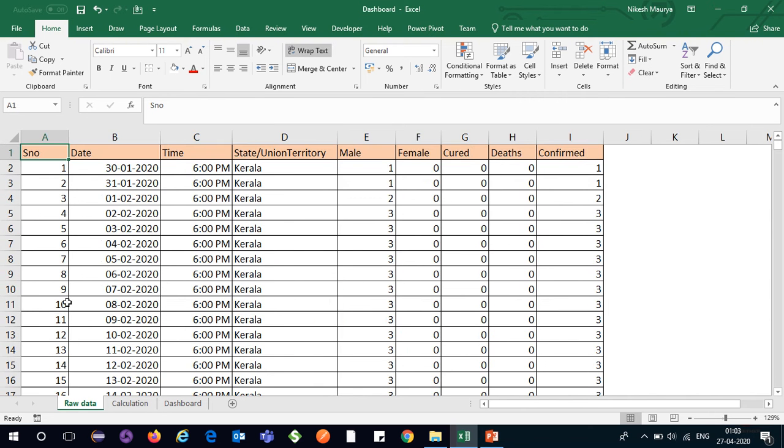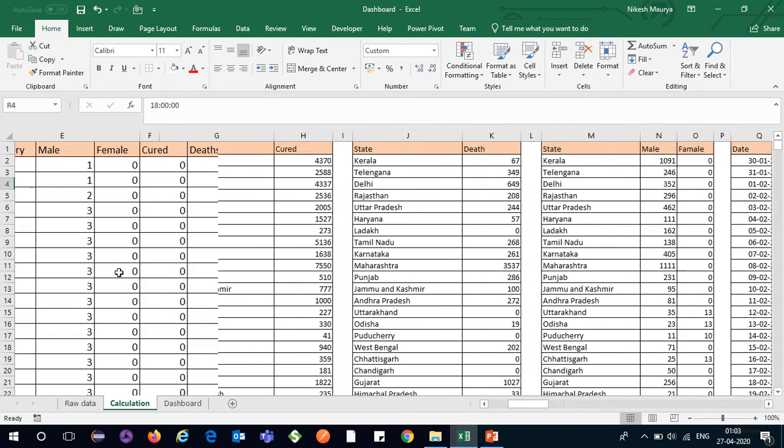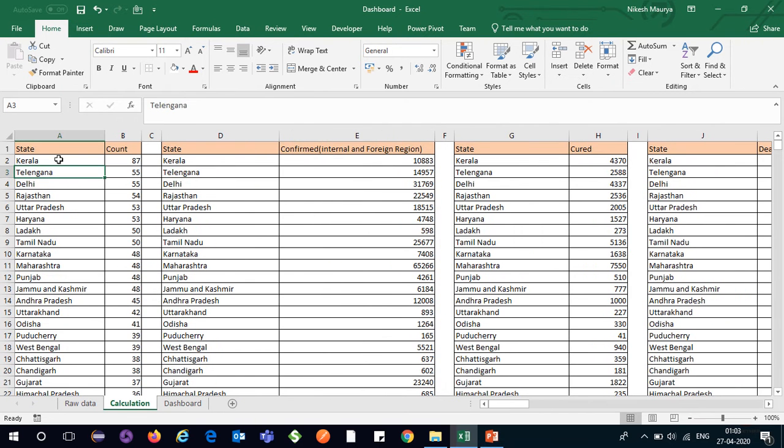So first, whatever data we get is the raw data. In this we first have to clean the data, and according to the requirement or problem statement, we have to analyze and segregate the data. So I have segregated it. First, I have chosen the state and the number of counts which occurred in those records.